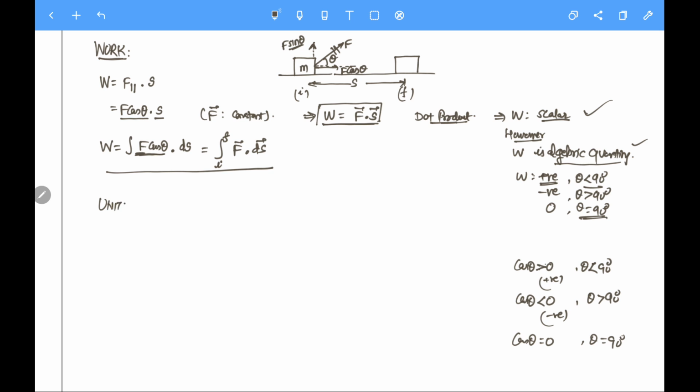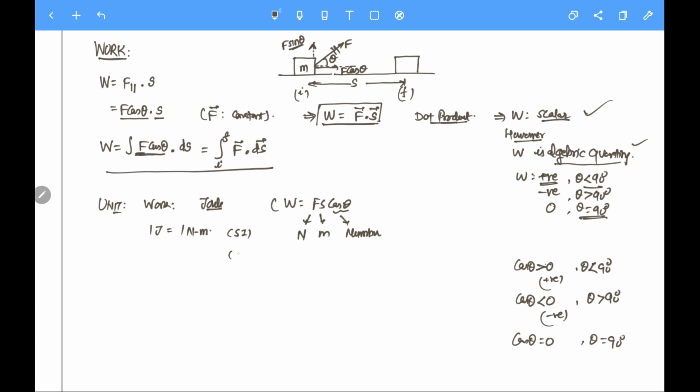The unit of work is joule. It can be calculated from W equal to Fs cos theta. F is in Newton, s is in meter, and theta is an angle, so cos theta is a number. It has no unit. That means 1 joule equals 1 Newton meter. It is in the SI system.